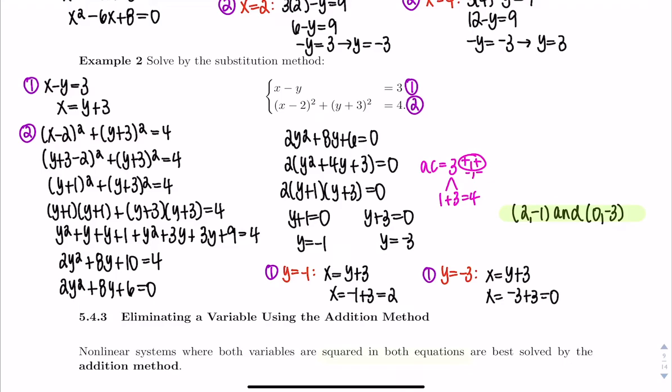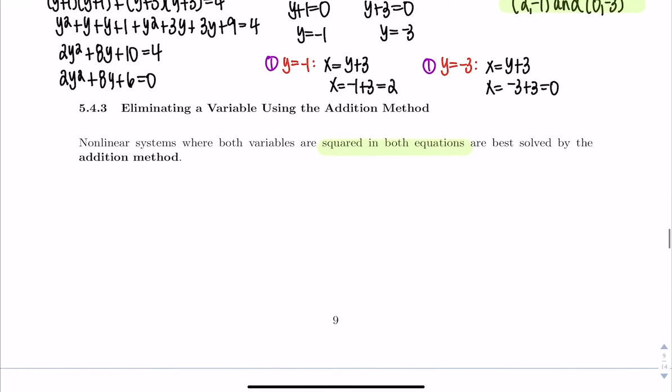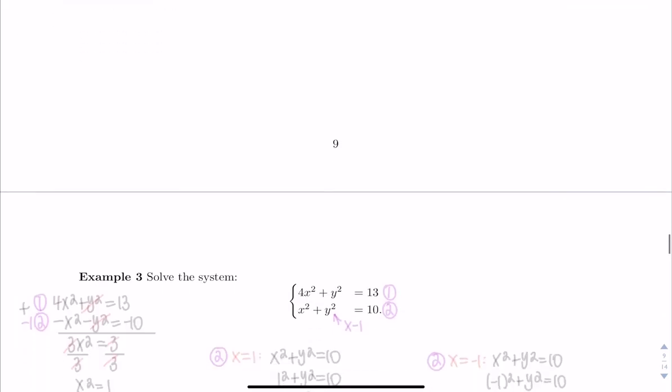We can also use the addition method to solve these nonlinear systems. So in nonlinear systems where both variables are squared in both equations, these are best solved by the addition method. Like in example number 3, 4x squared plus y squared equals 13, and x squared plus y squared equals 10. And so we're going to want to multiply one or both equations by a non-zero number so that we can get the same number but just one positive and one negative.